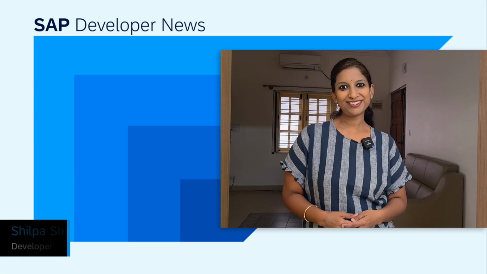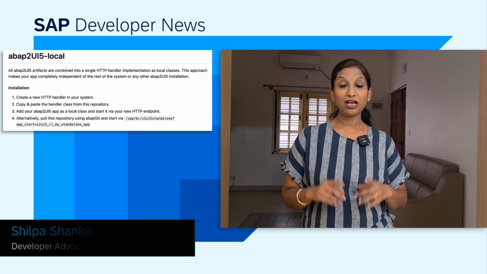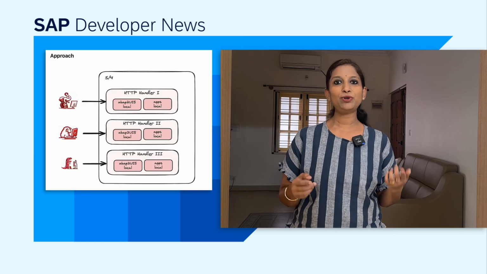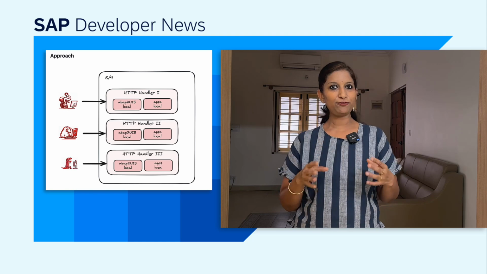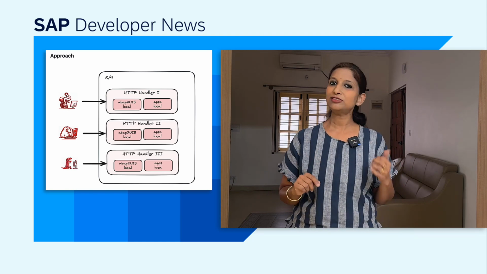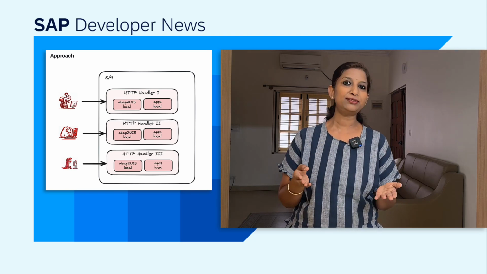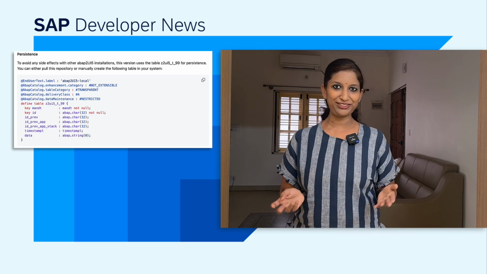Hey ABAP developers, I have exciting news if you're still working with the older ABAP releases. ABAP2UI5 local is now available with ABAP version 7.02 and it is syntax compatible. Now you can run the entire ABAP2UI5 framework within a single HTTP handler. All the ABAP2UI5 artifacts are combined into a single HTTP handler implementation as a local class. With this approach, your app will be completely independent of the rest of the system, as well as of any ABAP2UI5 installation.